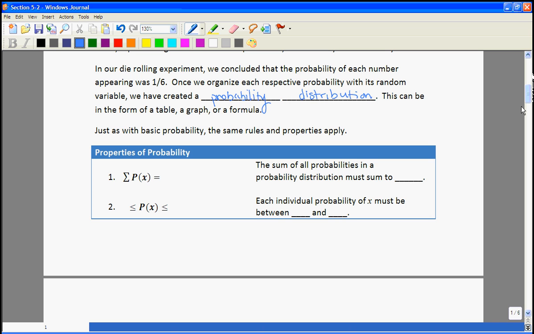Well, just as with basic probability, the same rules and properties apply. So a few things I want to remind you about. The sum of all the probabilities of an experiment has to sum to 1. The same is true with the probability distribution. No matter how many values the random variable could take on, ultimately they all have to sum to 1. Then we also learned that each individual probability of x must be between 0 and 1. So I cannot have a negative probability, and I cannot have a probability larger than 1. So all probabilities must be between 0 and 1.